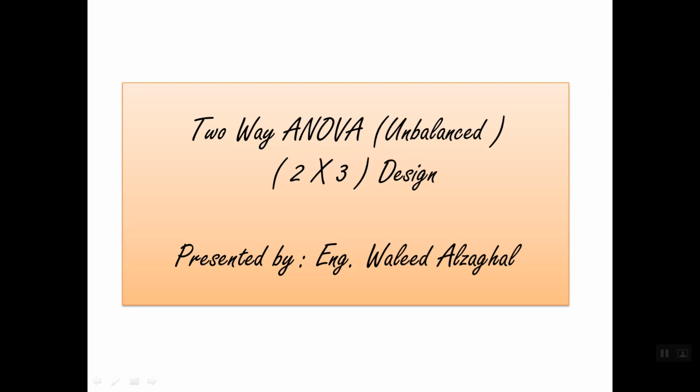In this test, we have two factors. The first factor has two levels, while the second factor has three levels. For the unbalanced design. Unbalanced design means that the observations in each group of the experiment are not equal to each other.